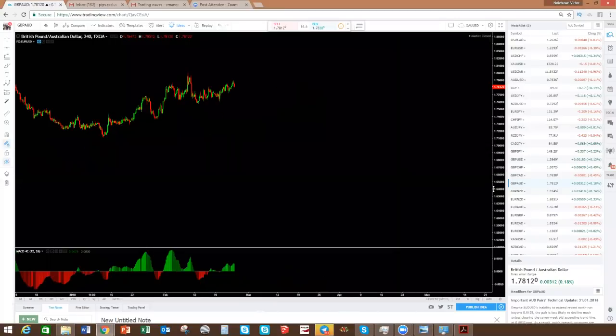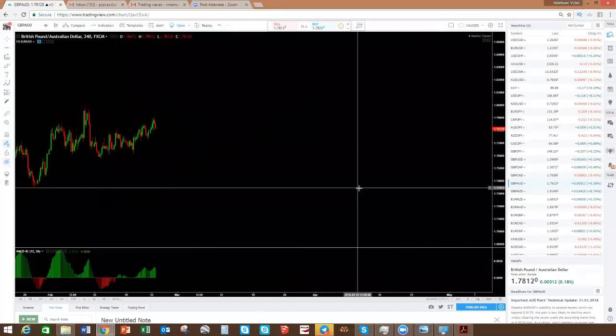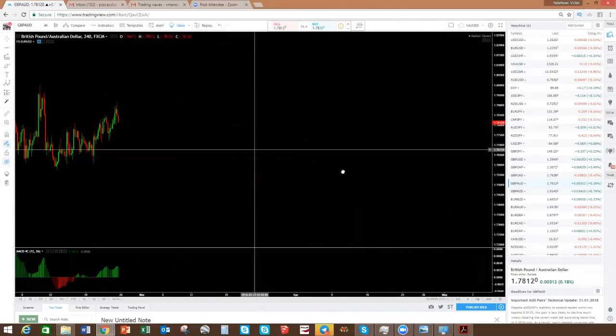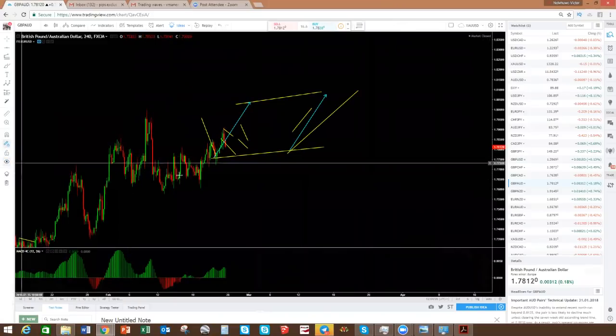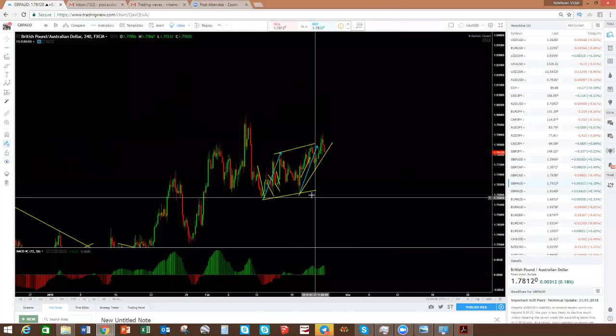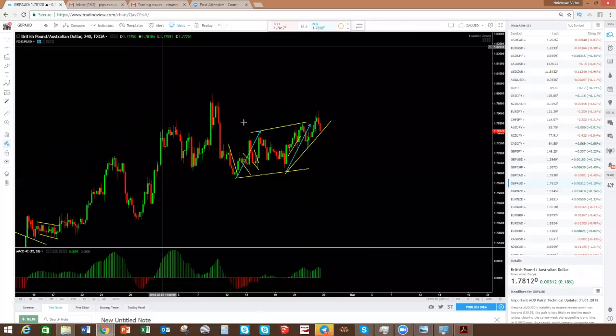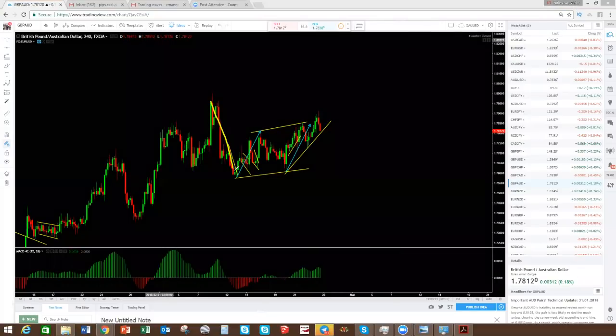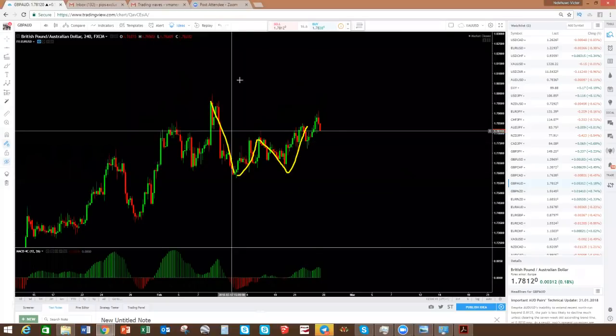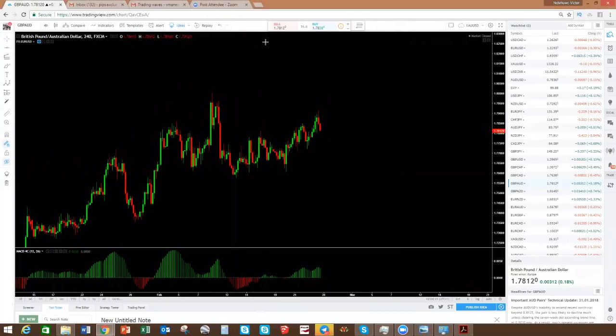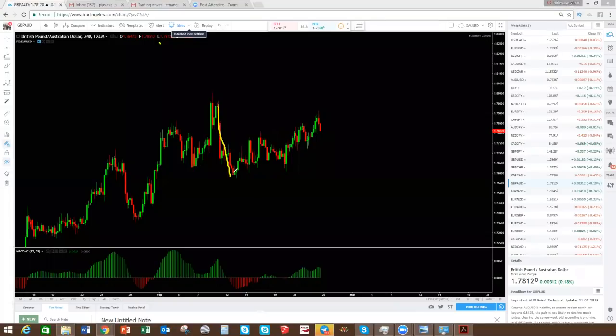Pound AUD, we're actually on the 4 hour. Pound AUD, I've actually drawn some equal legs here. So what we have on pound AUD is an impulse down and a 3-wave correction. Let's switch everything off here so we can have a cleaner chart. We've got an impulse down and a 3-wave correction.